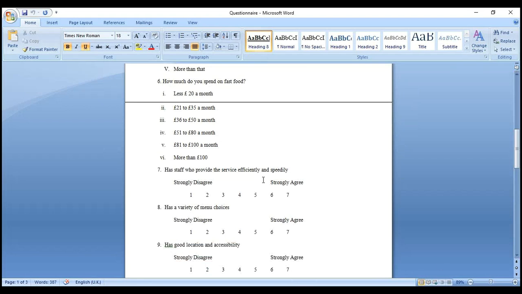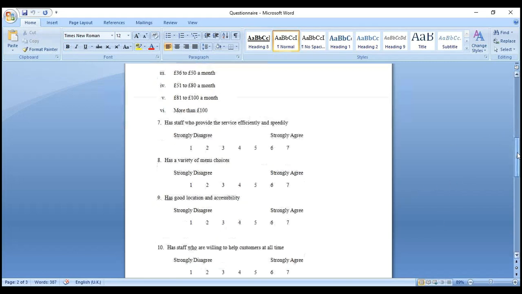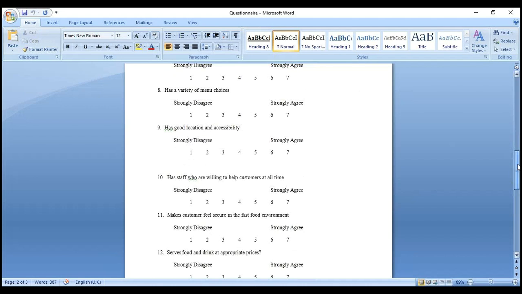As for the staff who provide the service, you can rate them, strongly agree and so on, and at the top, be careful with people in different cultures. 1 can be good in some cultures, maybe 7 can be bad in some cultures. So always look at the cultural elements as well, because different people have different perceptions of 1 and 7. So clearly label them at the top as well. If you don't do it, it creates a problem.